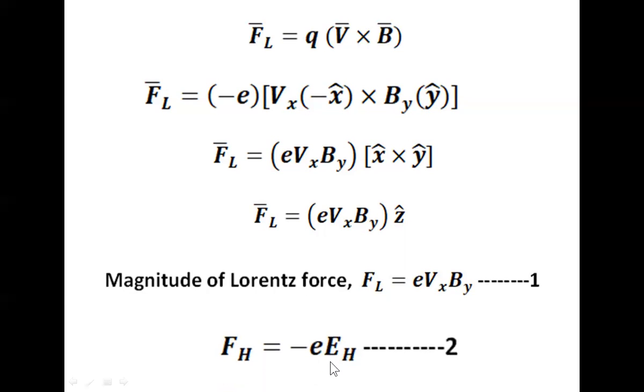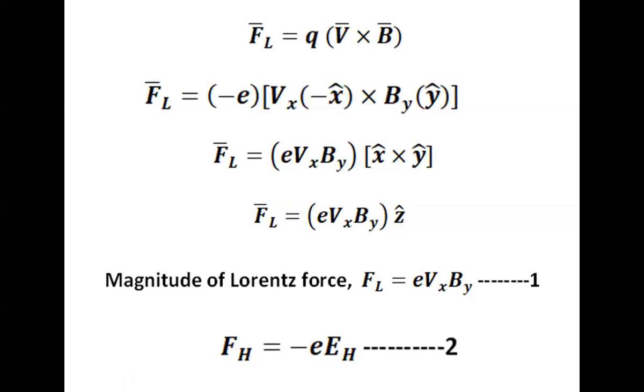If you see this equation number 2, E suffix S represents the Hall field, and the corresponding electrostatic force is known as Hall force. In equation number 1, I have written just the magnitude of Lorentz force, that is E into Vx into By. So this Lorentz force applies force on electrons along the positive z-axis, whereas the field produced because of separation of the charged particles, that is the Hall field, is applied along the negative z-axis.